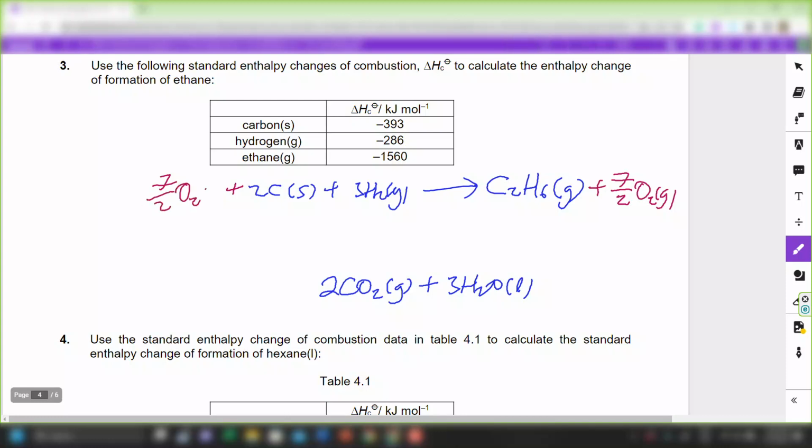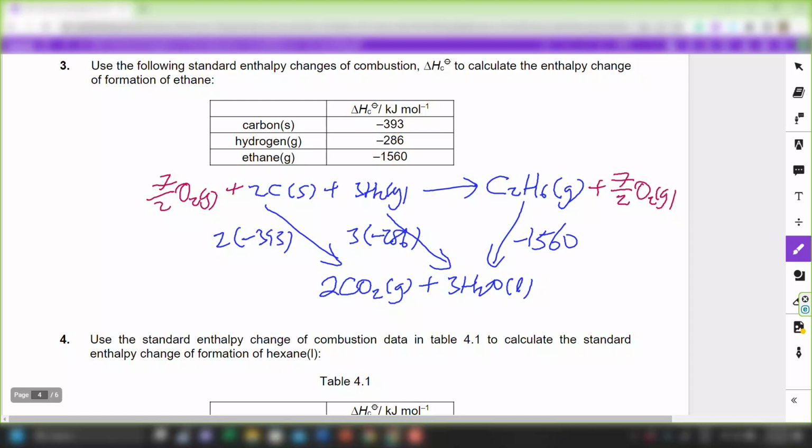Okay, so this is what I'm going to add in. You just need to ensure that they are balanced, and then after that, I'm just going to input the data. So for carbon, that will be 2 times minus 393, and then for hydrogen, that will be 3 times minus 286. Okay, and then for ethane, that will be minus 1560.